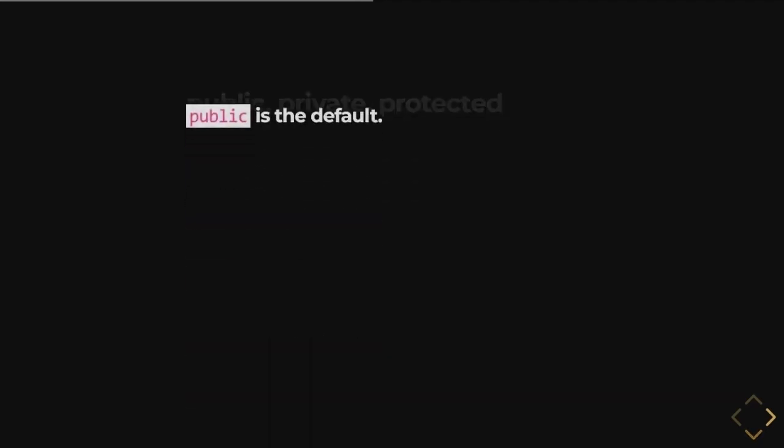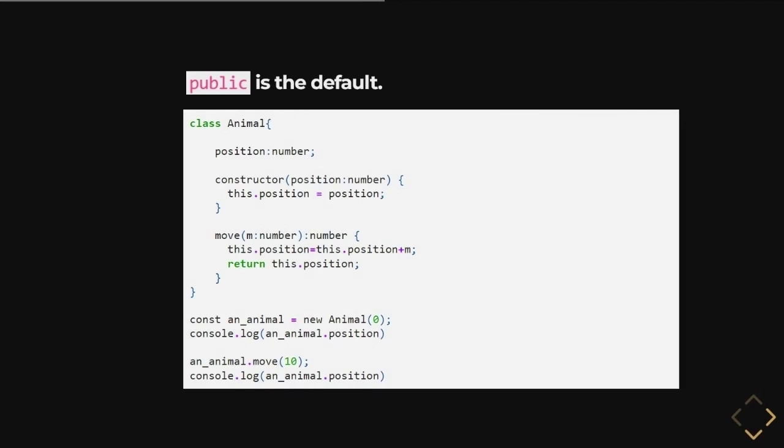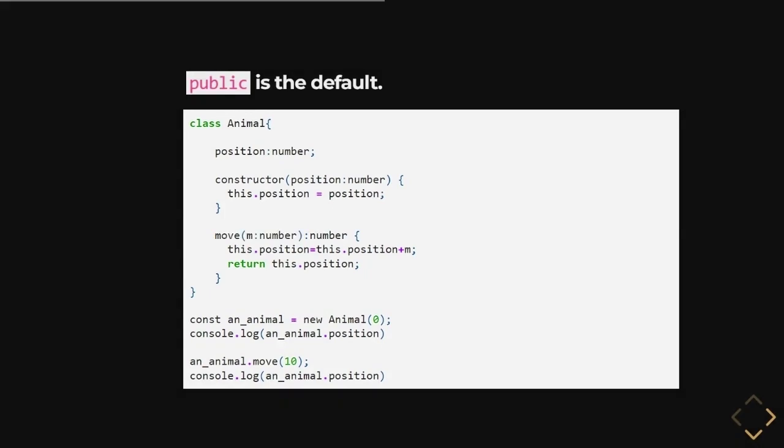In other aspects, TypeScript provides three access modifiers to class properties and methods: public, private, and protected. Public is the default modifier. A public member can be accessed anywhere. For example, Animal is a class with its members public. That is, the field position and the method move are public and accessible anywhere.